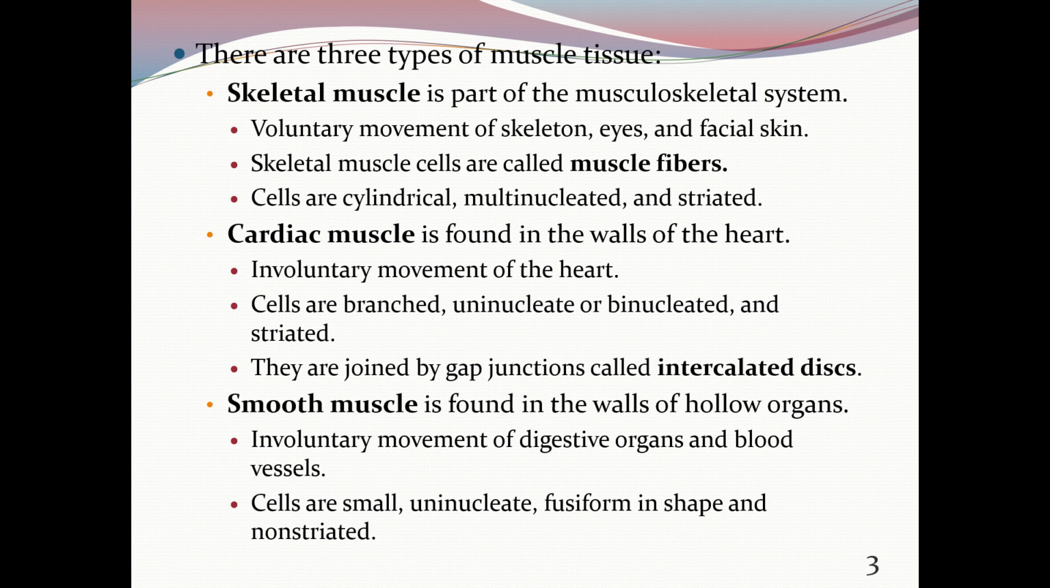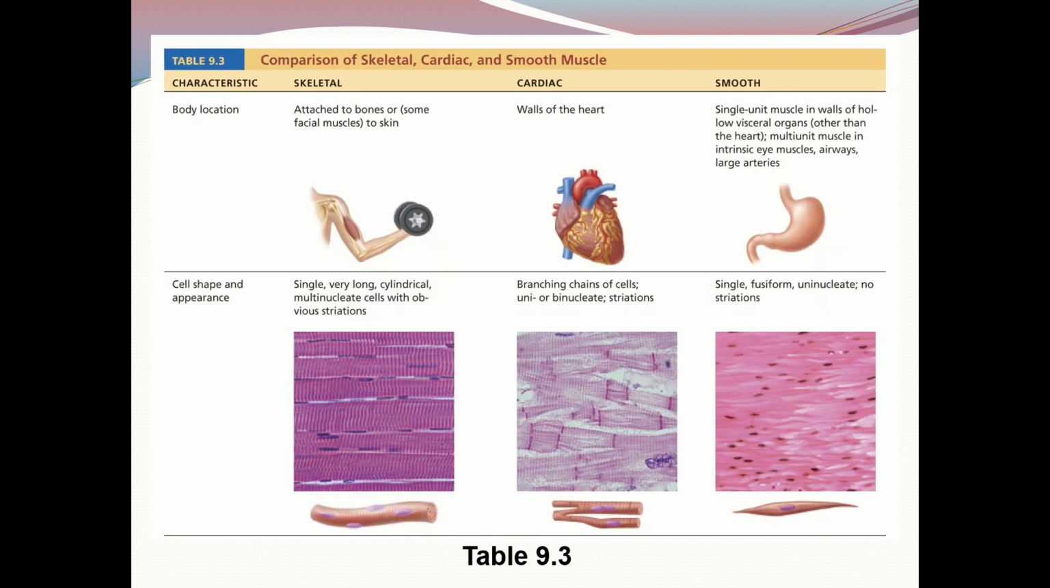Smooth muscle, which is found in the walls of the hollow organs, produces the involuntary movement of digestive organs and blood vessels. Smooth muscle cells are small, uninucleate, fusiform in shape, and non-striated. This table shows the comparison of skeletal, cardiac, and smooth muscle.